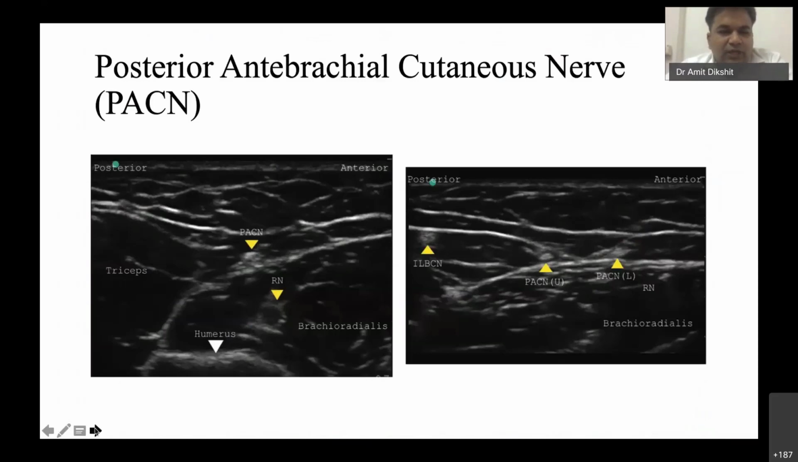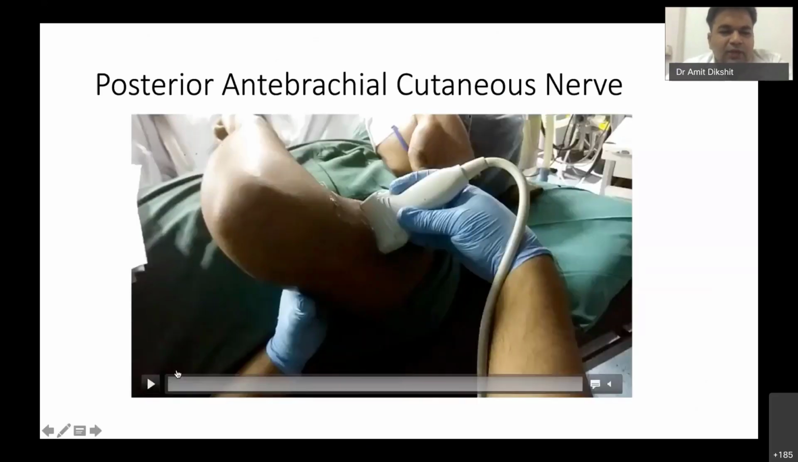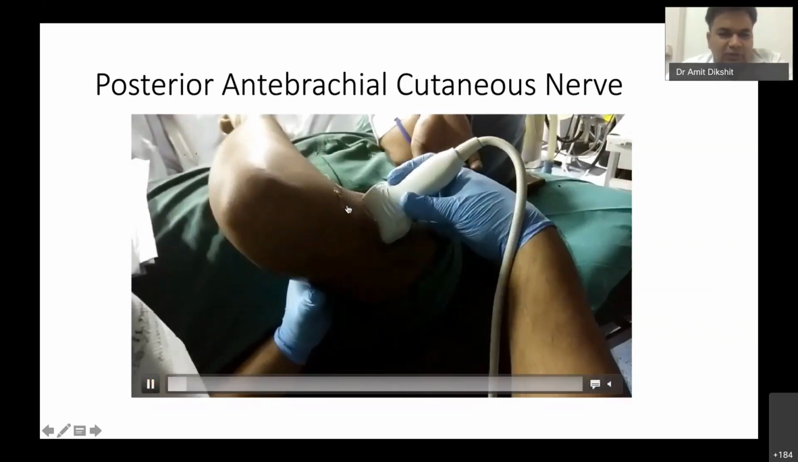Sometimes for elbow surgery. So you can see over the humerus, there is a radial nerve, and just above the radial nerve, this is again the posterior antebrachial cutaneous nerve, which is a branch of the radial. And again, if you scan distally, it divides into two. So I'm just showing a scanning video of how we can do it, because it's not very difficult. Nobody has taught us, but it is actually very easy.